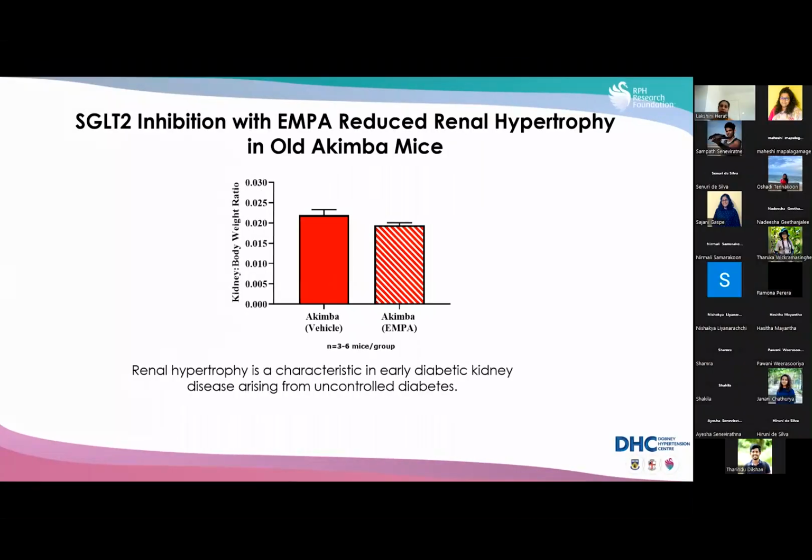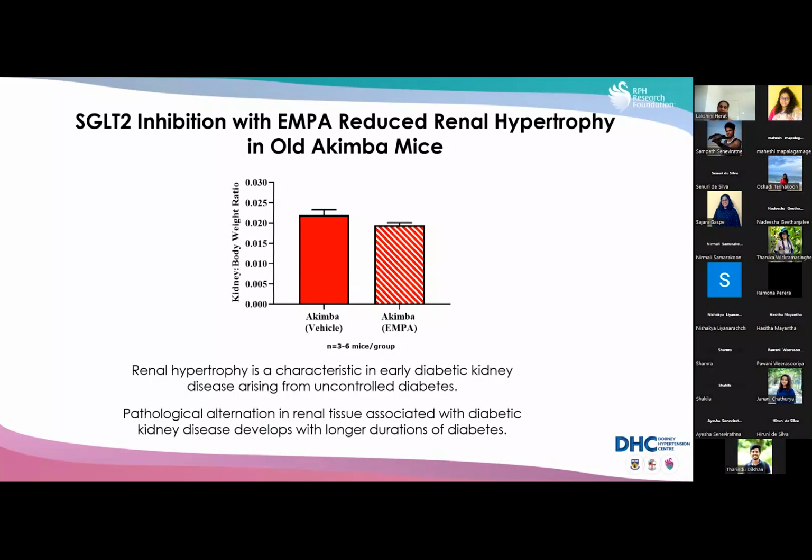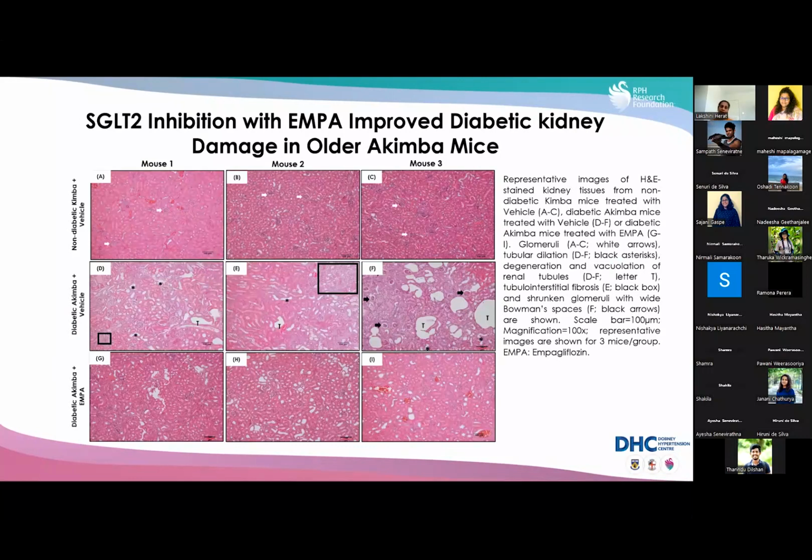disease. We looked at the renal hypertrophy feature again in these older Akimba mice. And as you can see here, there was a slight reduction in the kidney body weight ratio, indicating improved renal hypertrophy in these animals. Interestingly, what we also identified was that these animals showed an improvement in the pathology of the kidneys with the treatment of EMPA, which is indicated by the lower panel of this figure here.